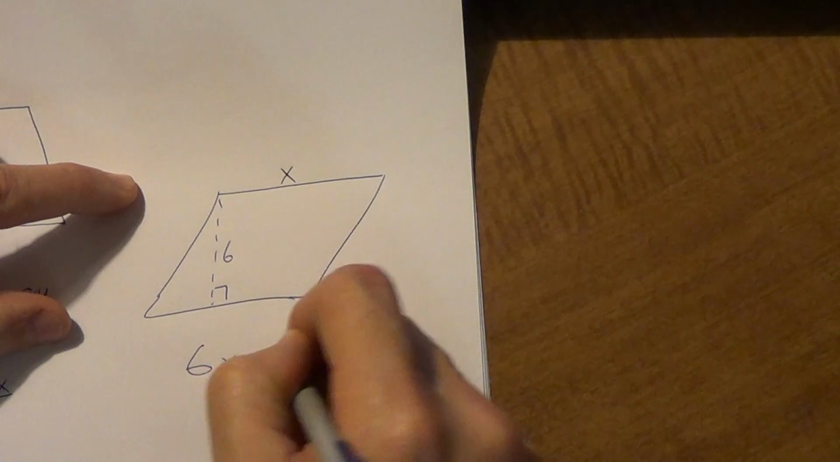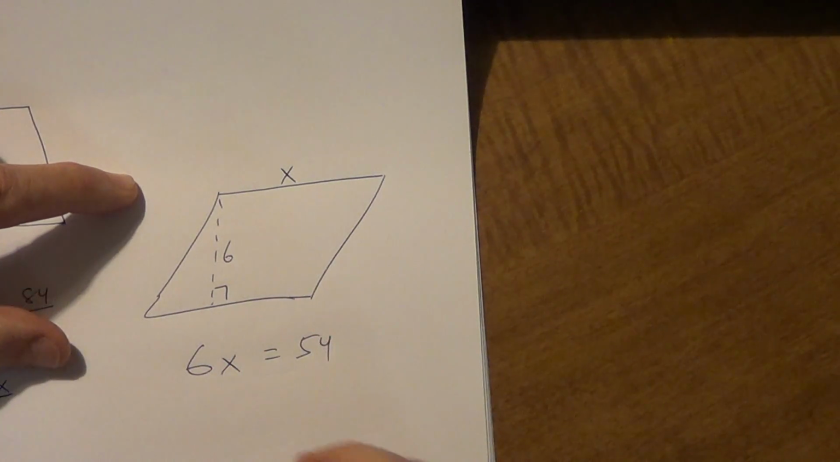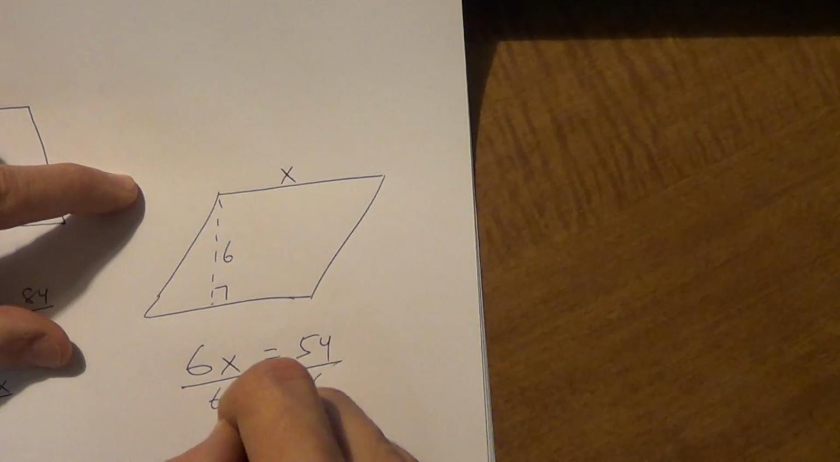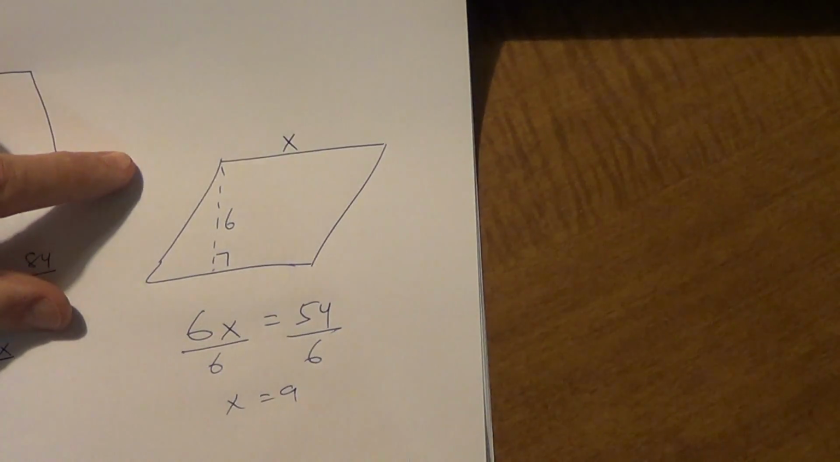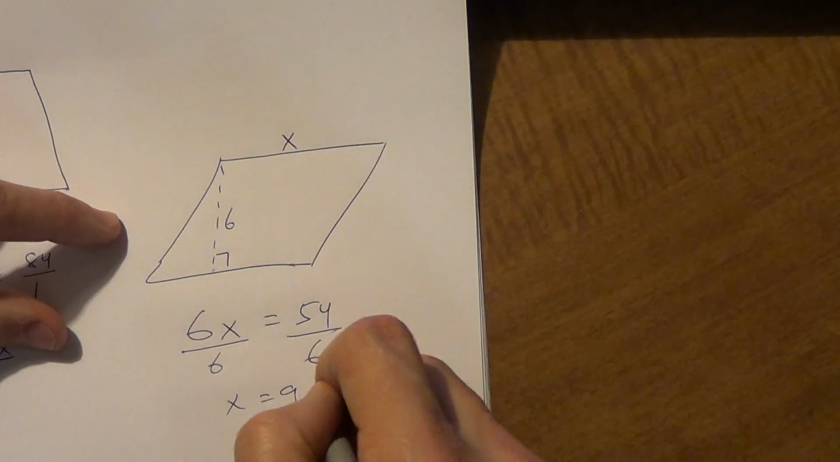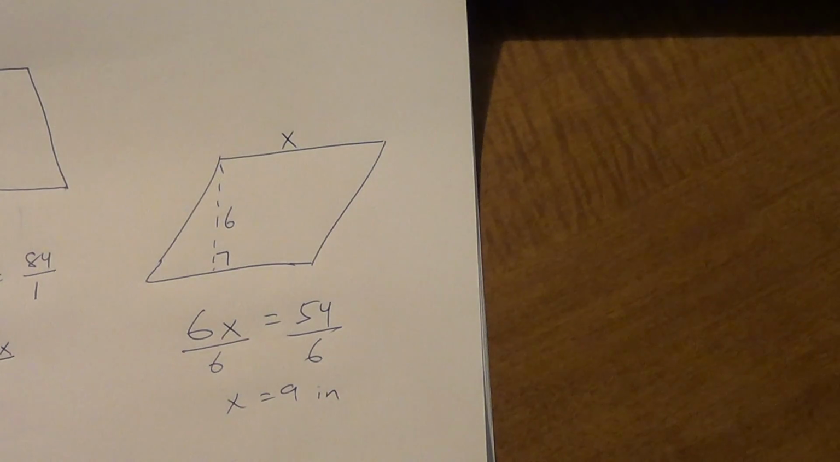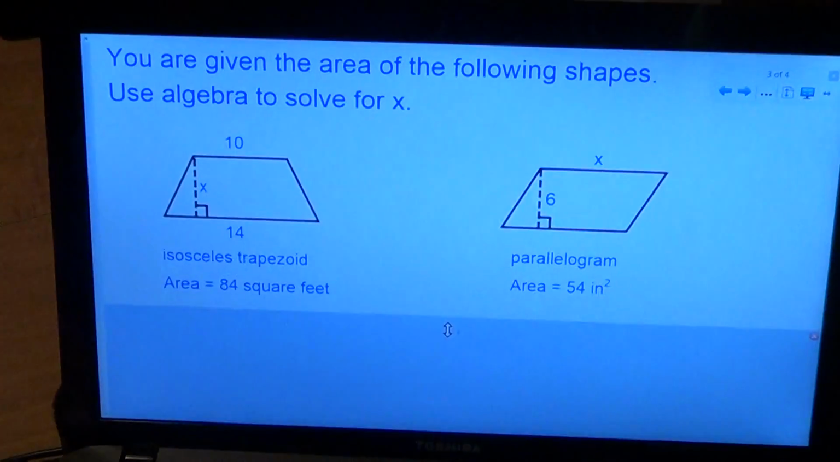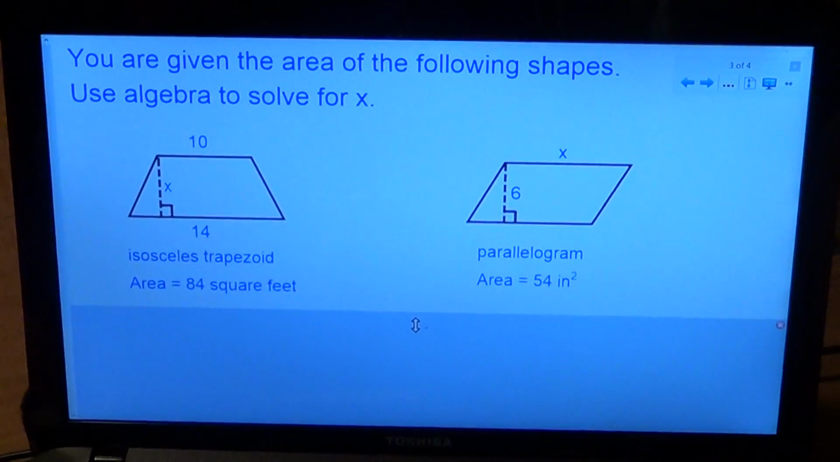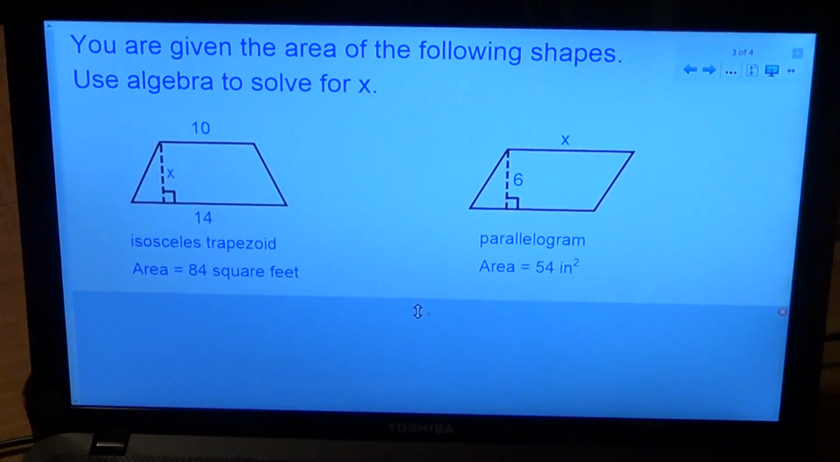Base times height equals area. Divide by 6. 6x equals 54. It said it was 54 inches squared, so this has to be inches. Okay, it's a pretty simple one. All right, back up to the computer, 2 more examples, and we got one final example, and we're done.